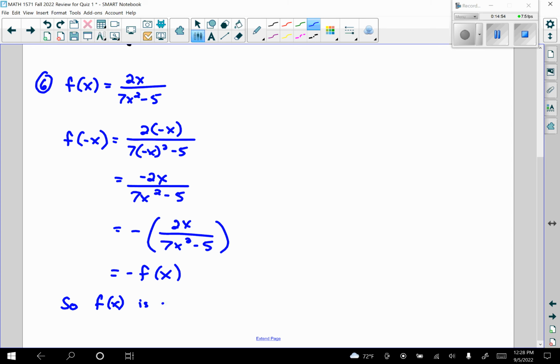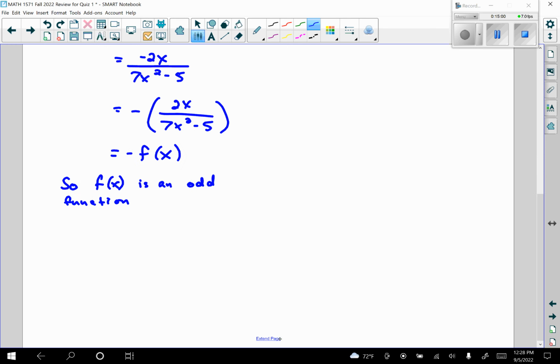So f of x is an odd function and is symmetric with respect to the origin.